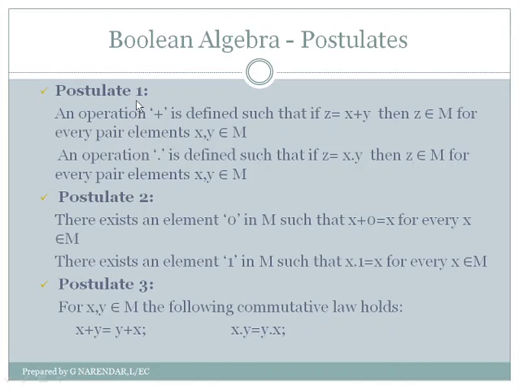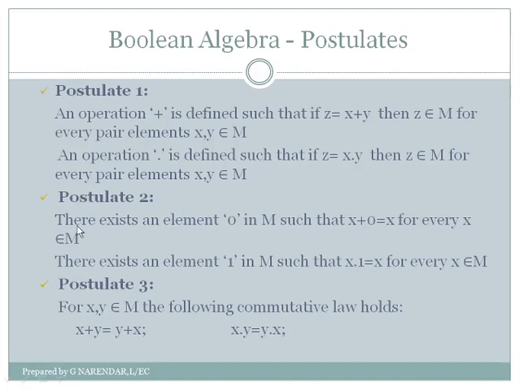So postulate 1 defines two Boolean operations, or two Boolean operators. One is the OR operator, and the second is the AND operator, that is, the logical addition operation and the logical multiplication operation. This is what postulate 1 defines. And postulate 2 defines two elements: one is element 0, another is element 1.